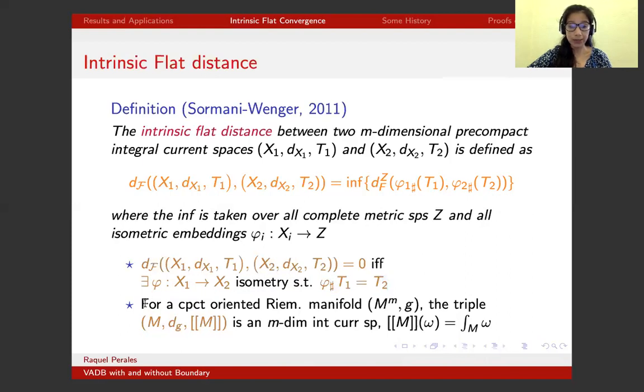And the second remark is that since we are going to be studying Riemannian manifolds, for a Riemannian manifold, we can assign a triple that is going to be an integral current space. And what we have to do is write M, then the distance with respect to the Riemannian tensor. And then we have this linear functional, M double brackets. And that means that we are integrating forms, omega, that are defined on M, top forms. And we integrate these top forms over M. Okay, so let me continue.